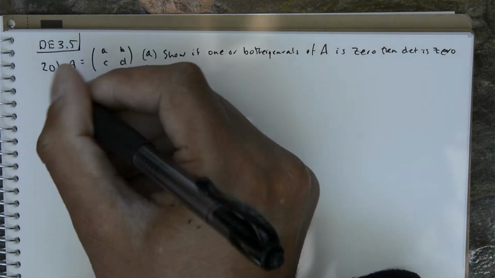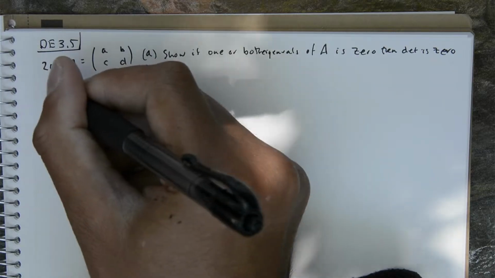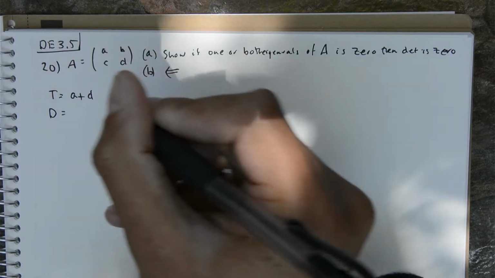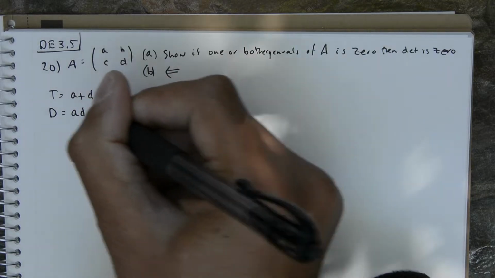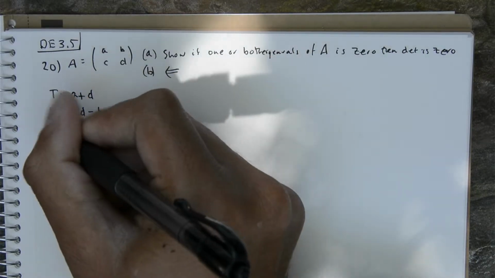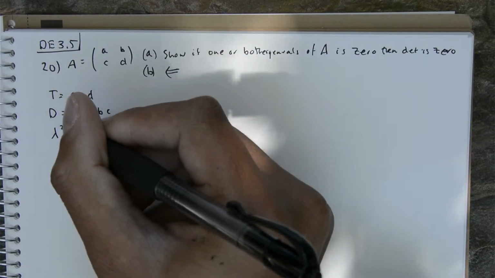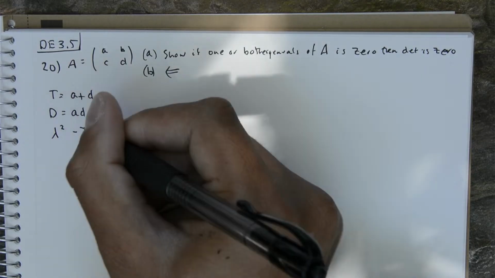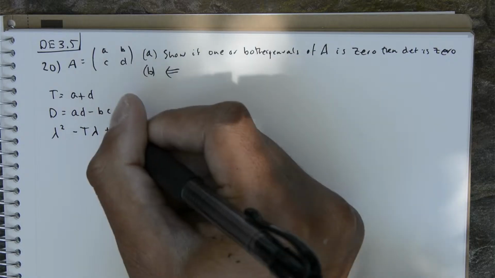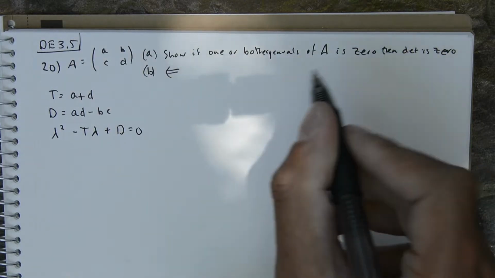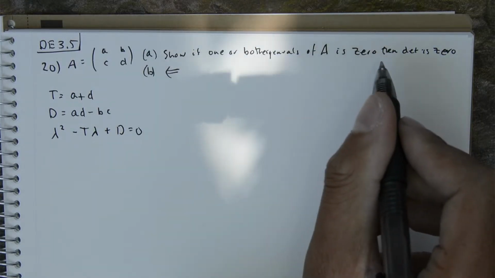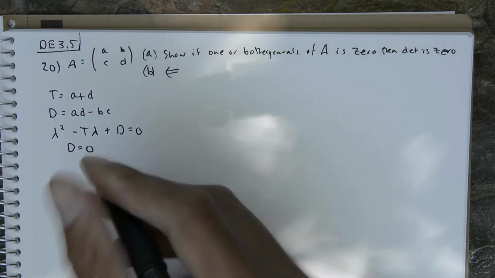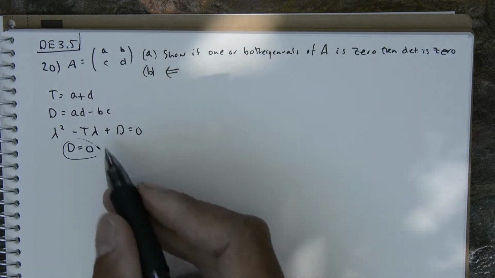Okay, so let T equal the trace, which is A plus D, and let D equal AD minus BC. Then our characteristic equation is lambda squared minus T lambda plus D equals 0. Now, if 0 is a solution, then D is equal to 0. So that's it.